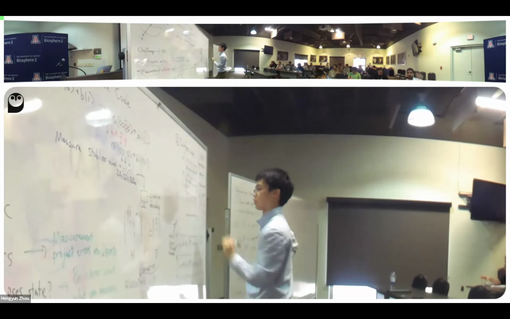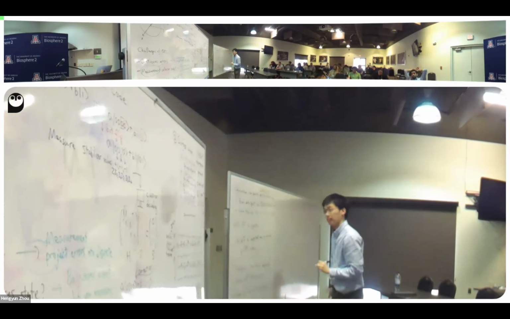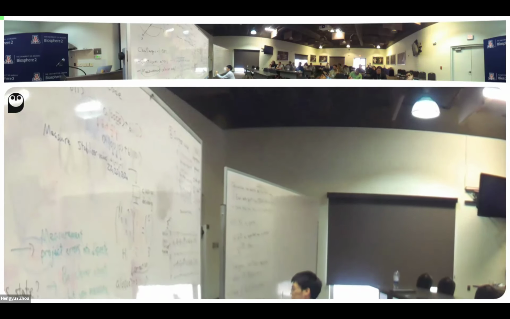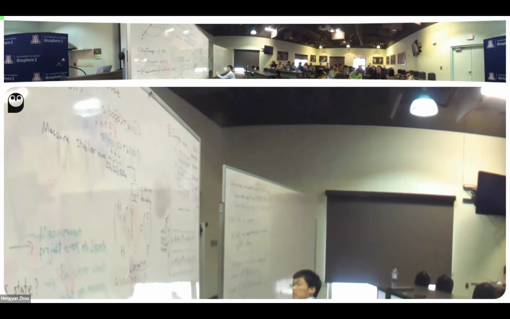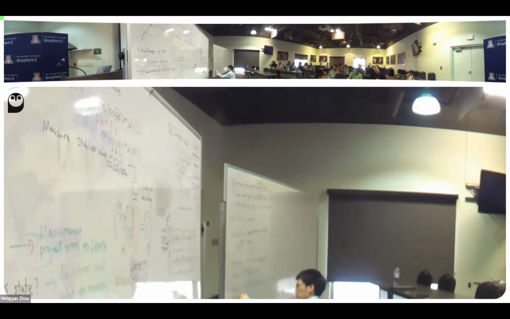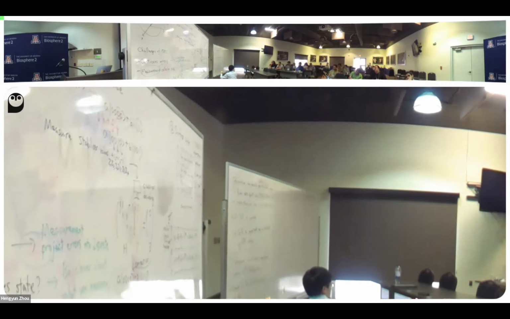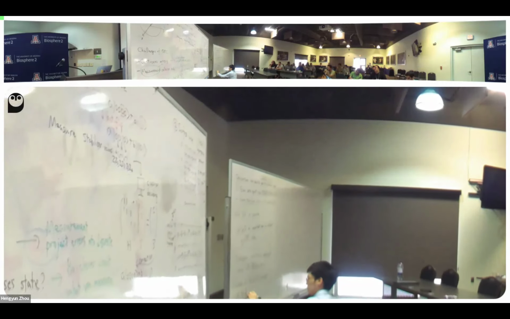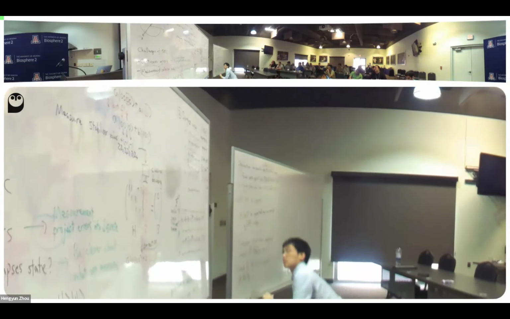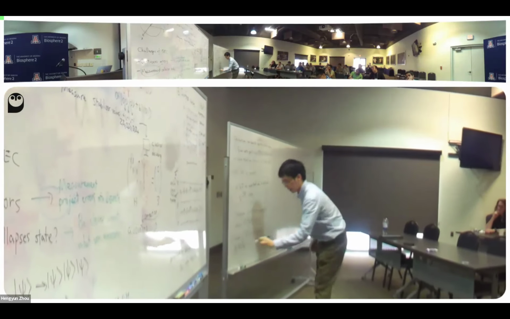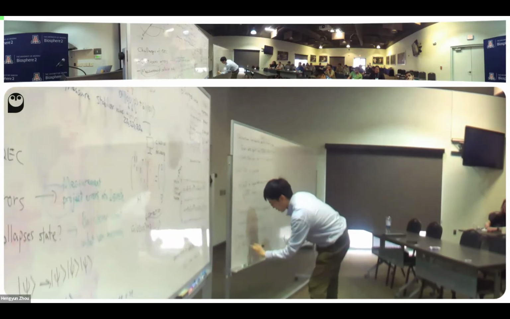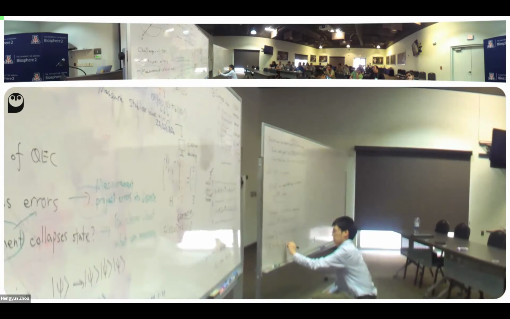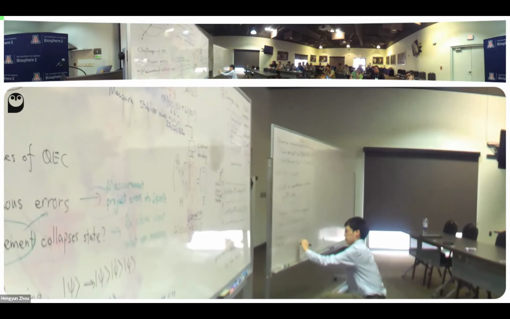Okay, I think that should be enough. So I have Z1. So the first stabilizer is Z1, Z5, Z8. And then the commutator with X1, X2, X5.